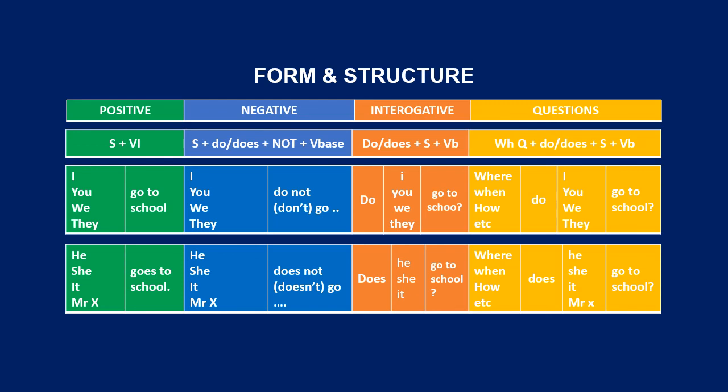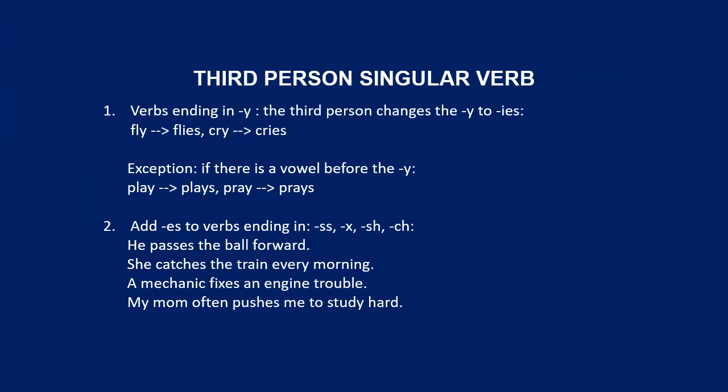Simple present tense itu khususnya kata kerja tertentu yang berakhiran dengan y. So, verbs ending in y. Third person changes the y to ies. So, ies. Example, fly berubah menjadi flies. She flies an aeroplane. She cries. Example, jadi ini cara mengubahnya.